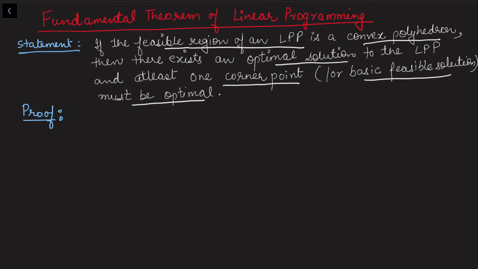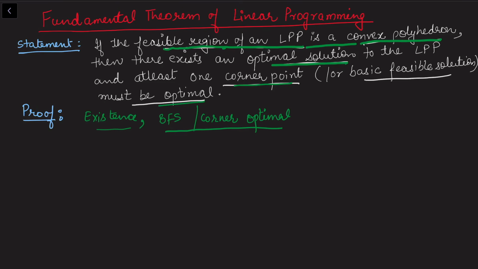Now let's look at this statement again. If the feasible region of a linear programming problem, we have seen in my earlier video that the feasible region is the intersection of the hyperplanes, and the intersection of the hyperplanes is a convex polyhedron. So this statement is proved earlier. So now with this assumption that the feasible region is a convex polyhedron, what we need to prove is that there exists an optimal solution for the LPP. So first it talks about the existence, and second it talks about the basic feasible solution or the corner point being optimal. Now let us start the proof for the existence, which is simply evident from this assumption itself.